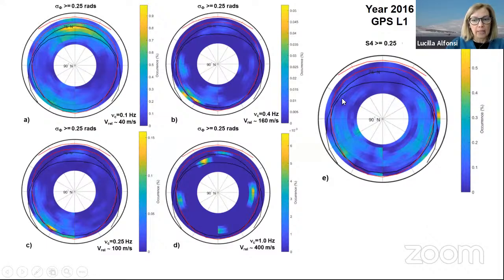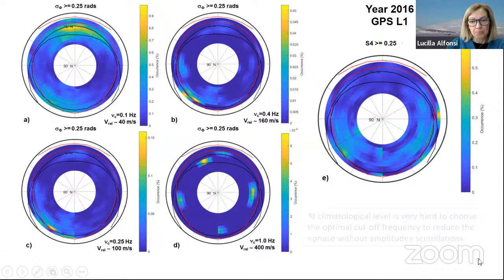So looking at this representation of the scintillation, I would say that the best choice here is a cutoff frequency of 0.4 Hertz or 0.25 Hertz, with a higher velocity of the ionosphere, and an ionosphere that is actually more realistic if we look, for instance, at SuperDARN radar measurements or other kinds of instruments at high latitudes.